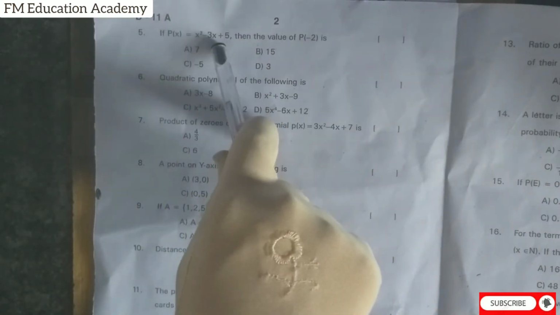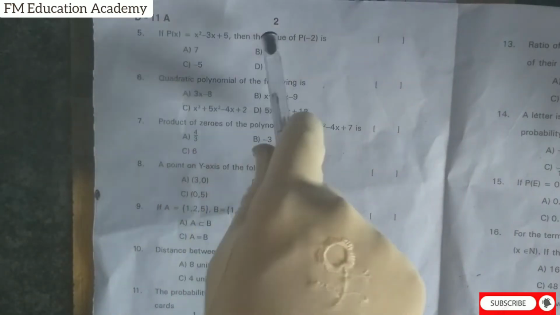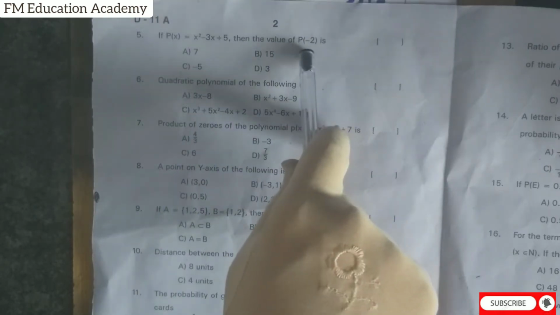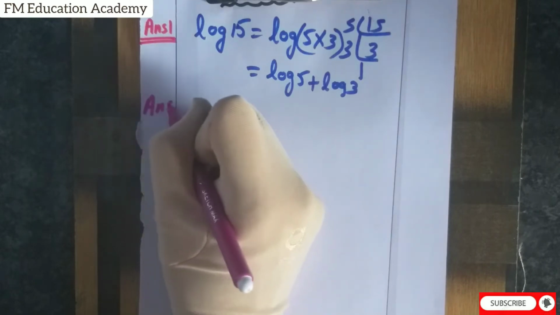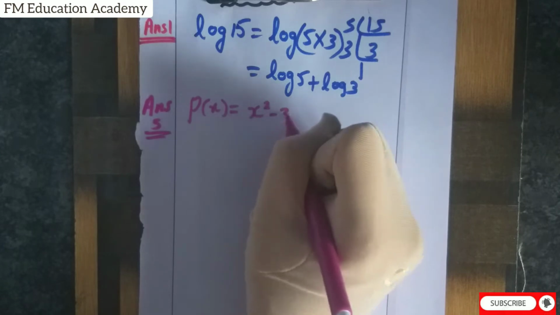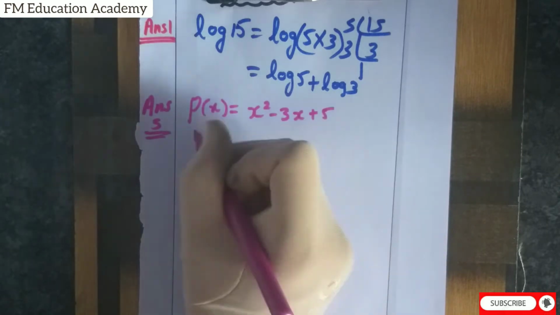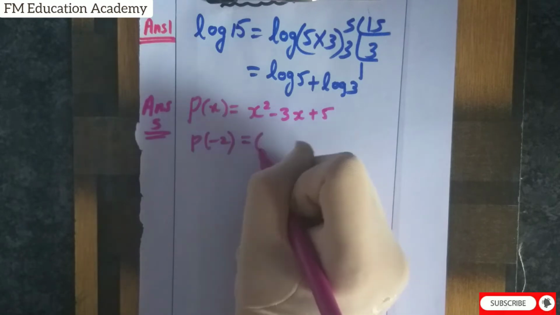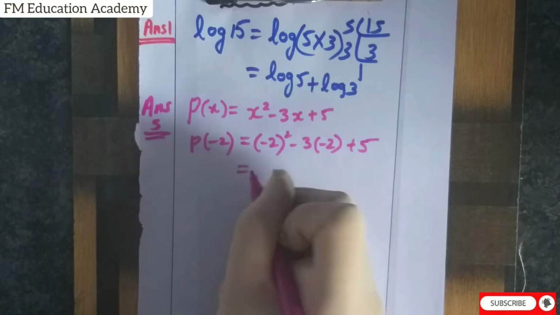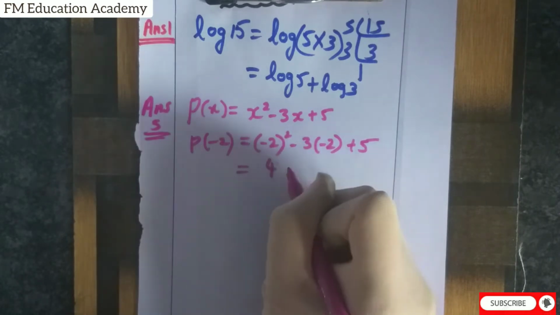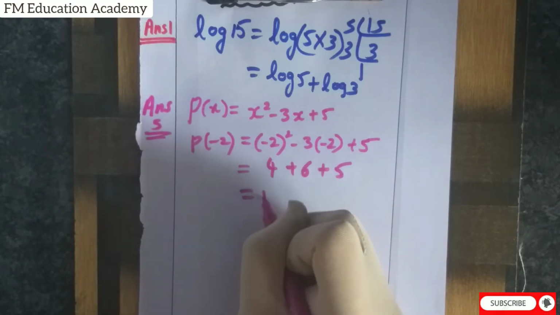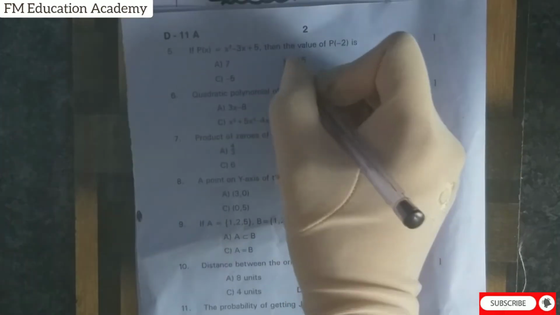Next question. If P of x is equals to x square minus 3x plus 5, then the value of P of minus 2. Simply, in place of x, substitute the value of minus 2. I need P of minus 2. So minus 2 whole square minus 3 into minus 2 plus 5. Simplify, minus 2 whole square is 4, minus into minus is plus, 3 2s are 6 plus 5. 6 plus 4 is 10, 10 plus 5 is 15. So answer is option B, 15.